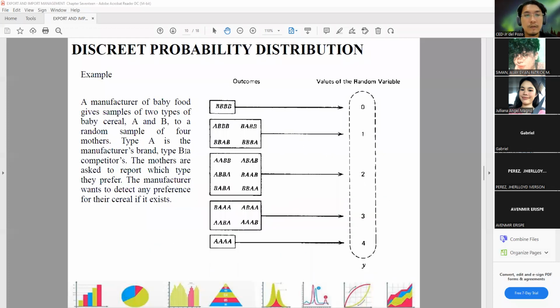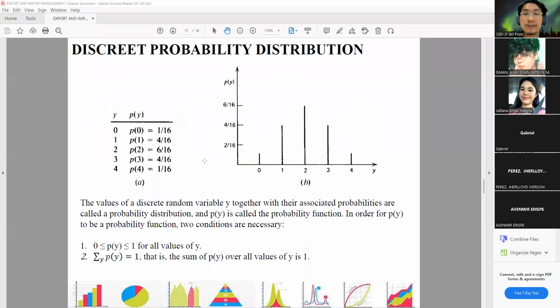Now the question is, which type is manufactured, and the mothers are asked to report which type they prefer. So we want to know na ano yung magiging prediction. So the values of a discrete random variable Y together with their associated probabilities are called the probability function. And p(y) is called the probability function.